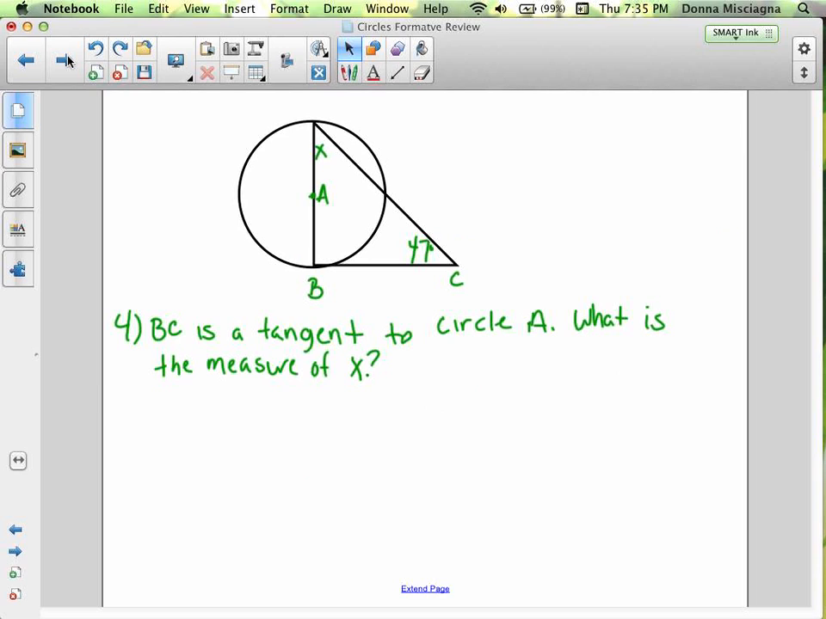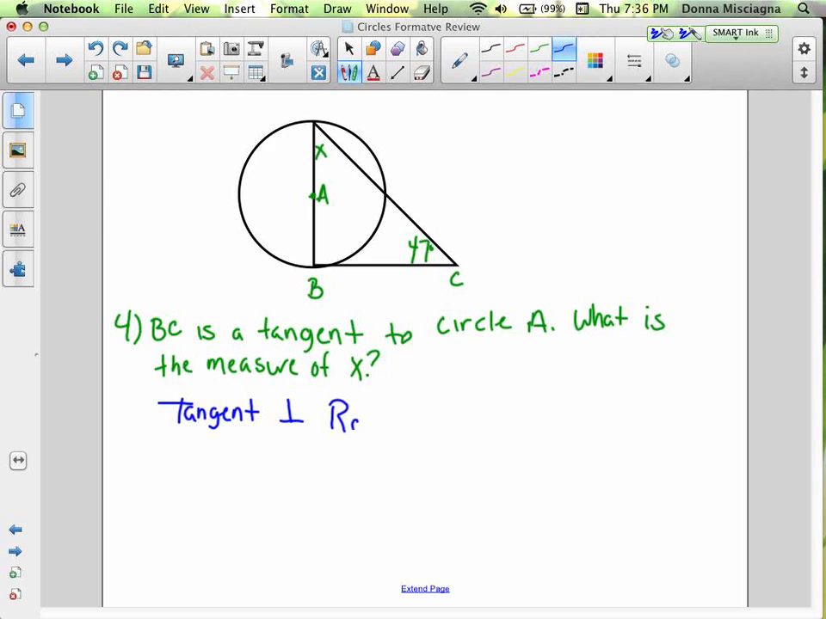All right, this one's number 4. So BC is a tangent to circle A. What's the measure of x? Remember that tangents are perpendicular to radii. This is circle A. This is the center of the circle. And that means that AB is a radius. So if BC is a tangent, it means BC is perpendicular to AB.